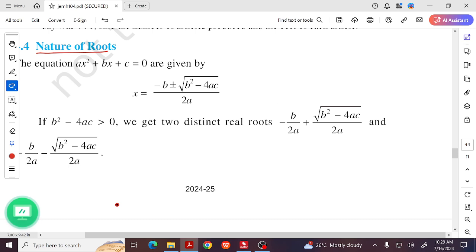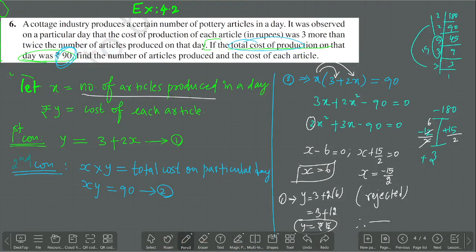Listen carefully. Before solving a quadratic equation, we cannot say which type of answer it contains. Only after solving can we say whether the answer is negative, positive, both equal, or both unequal. Now we have seen that here one value of x is positive and one value is negative, so both x values are not equal. Am I right?